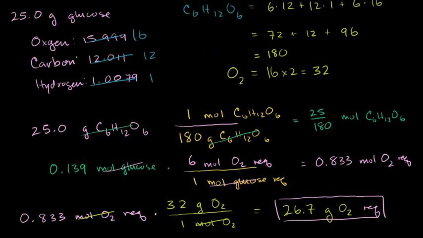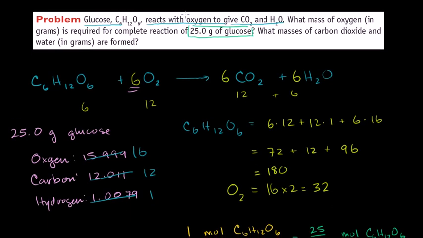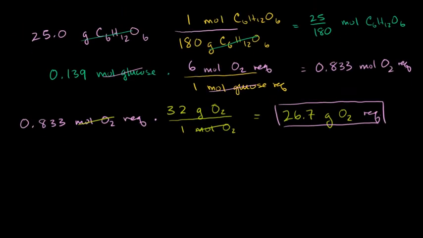If we go back to the problem, it asks what mass of oxygen is required for the complete reaction. We did that part, so we can write a little check there. But they also ask what masses of carbon dioxide and water are formed. So now we have to figure out carbon dioxide and water. And so we go back here.